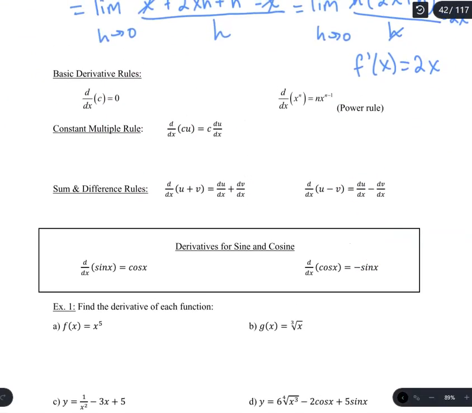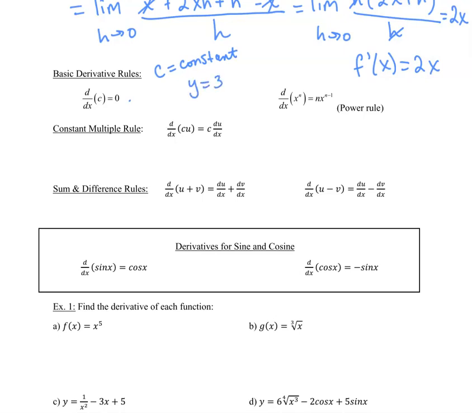So a couple of basic rules I want you to be familiar with. First of all, d dx, remember that notation means the derivative with respect to x. So the derivative of c, where c is a constant, maybe make that note, c is a constant, would just be 0. That's the first rule. And that should make sense because if it's a constant function like y equals 3, that would be a horizontal line. So the derivative would be the slope of that line, which would be 0, right? It's a constant function, slope is 0.